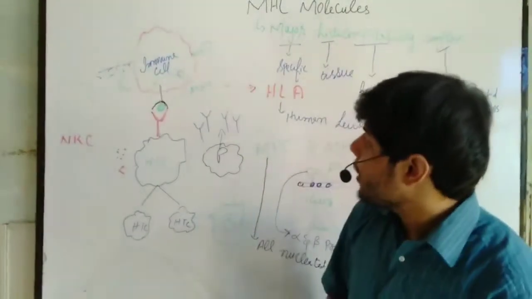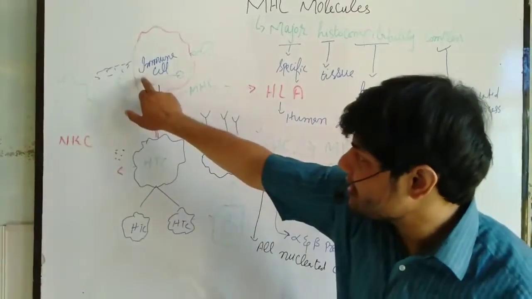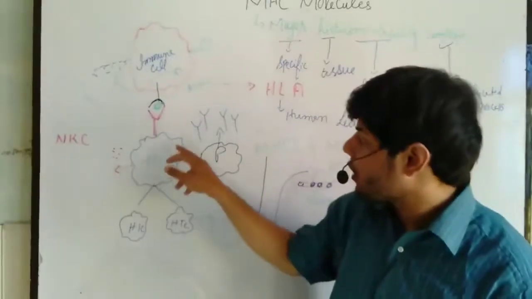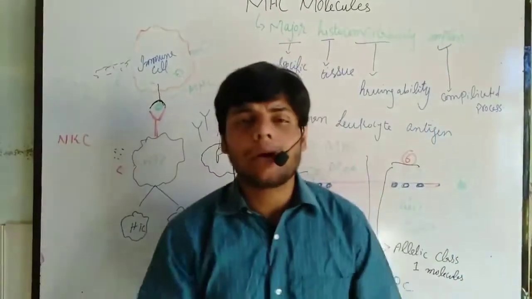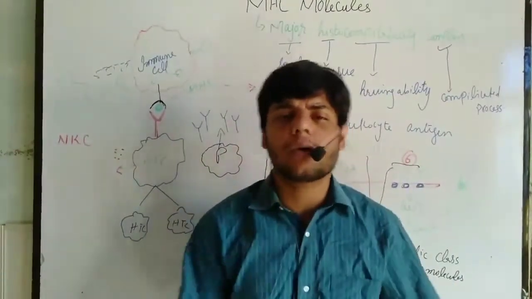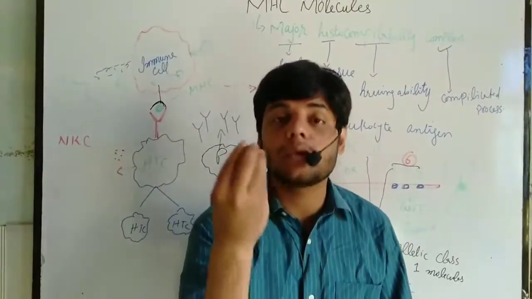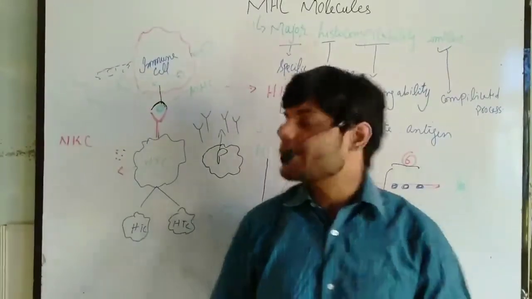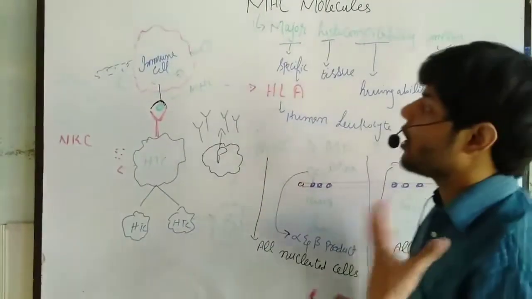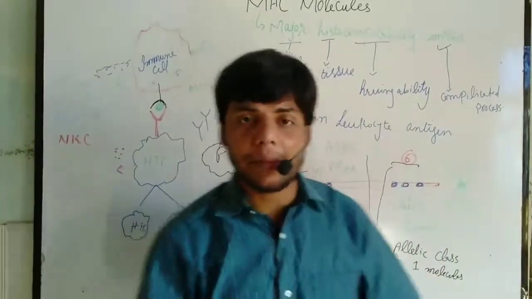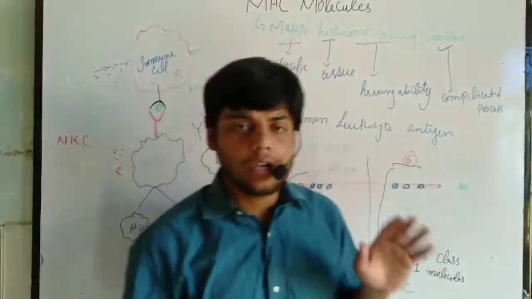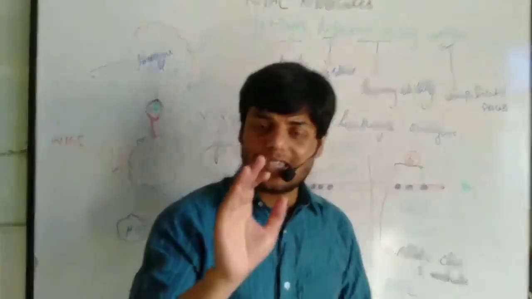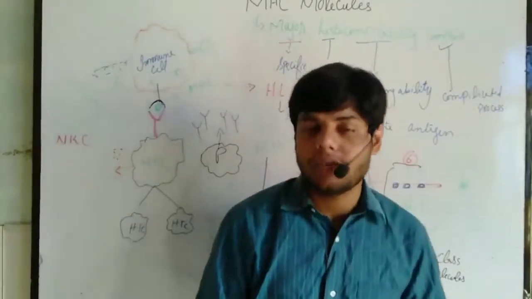Okay, so let's suppose this is the helper T cell. Tissue cells and some other nucleated cells have MHC1 molecules, and they recognize the self antigen. That's how the MHC molecules perform their function. That's all about the big picture of MHC1 and MHC2 molecules. That's the function and everything about it, but that's just the big picture and overview of the MHC molecules.